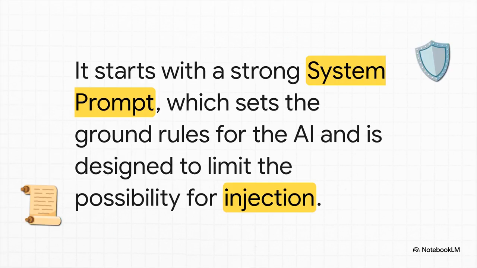So that first layer is the system prompt, and you can really think of this as the AI's constitution. It's this super carefully written set of instructions that tells the model, here's your purpose, here are your boundaries, and here are the rules you can never, ever break. And a big part of that is explicitly telling it how to tell the difference between instructions from the user and data from some untrusted source.